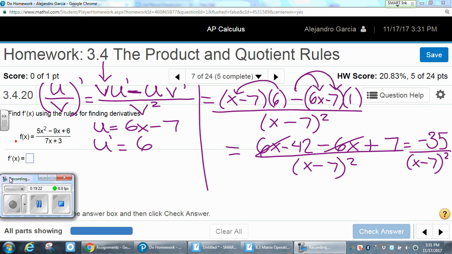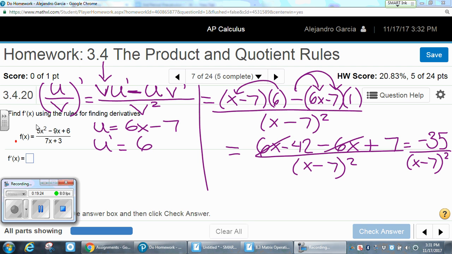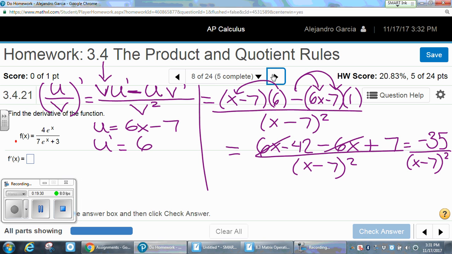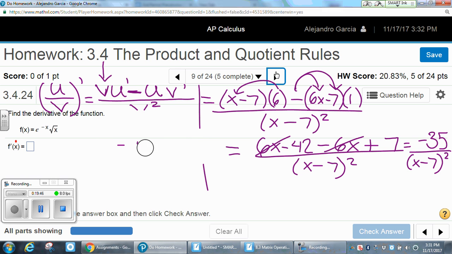Okay, so let's go ahead and skip this one because it's just similar. Let me look at the next one. Let's try that one. Well, it's pretty easy as well. Let's look at the next. How about that? What is that? Let's try that one. Okay, that's going to need product rule, or we could use quotient rule, whatever you want.